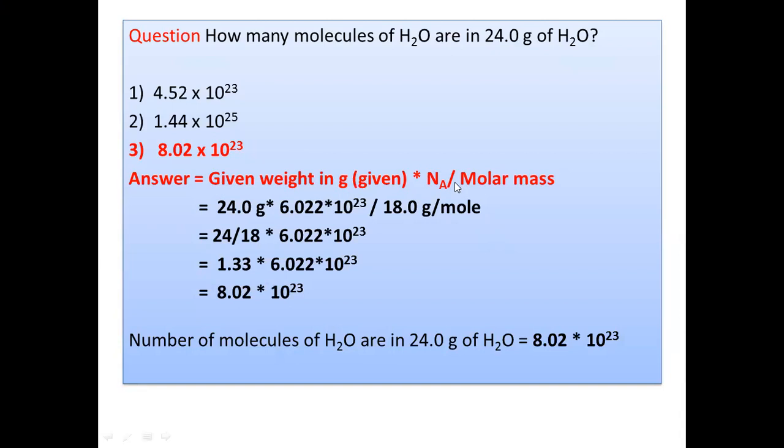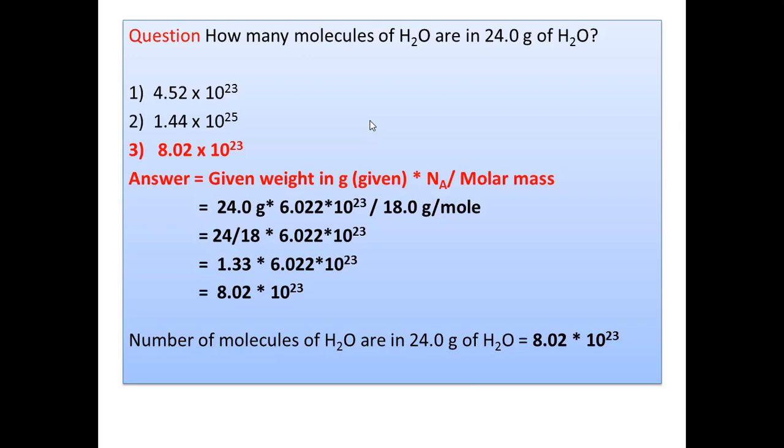So depending upon the molar mass, we can calculate some numericals. For example, how many molecules of H2O will be present in 24 grams of water? How to calculate this type of numerical? Here, what is given? The given weight in grams will be multiplied by Avogadro's number, and the total will be divided by the molar mass of that particular compound.